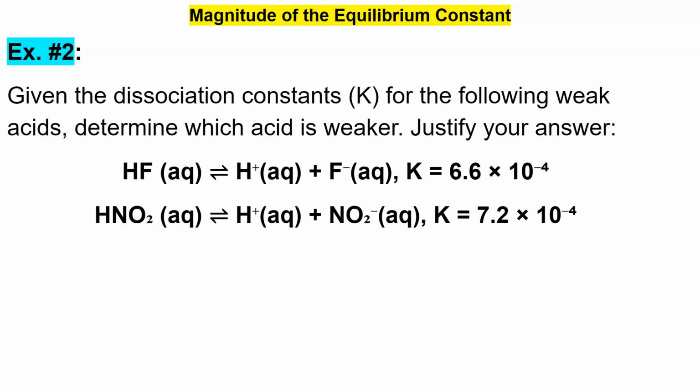Here's another example. It says, given the dissociation constants for the following weak acids, determine which acid is weaker and then justify your answer. Okay, so we have two values. They're similar. They're both times 10 to the negative 4. However, the bottom one is a little bit bigger of a number. Since the stronger acid dissociates more, the acid with the larger K value, or HNO2, is stronger. HF is going to be our weaker acid because it has a lower dissociation constant, just by a little bit.